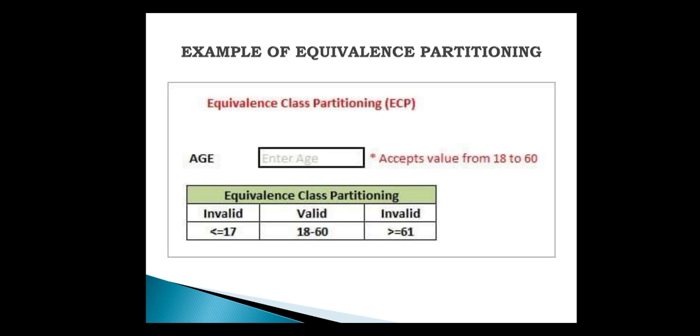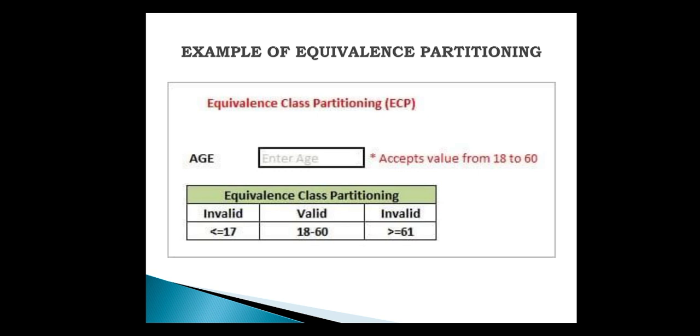I am entering 14 into the age field and checking what kind of outcome it produces. It does not accept that value. Then I am taking the input 19, and it will accept the value, so our second class, the valid input class, is checked. The next input I am passing is 66. It is not a valid input, so it gives an error.